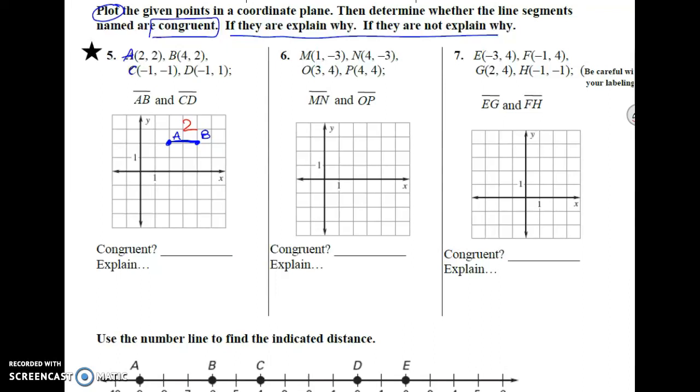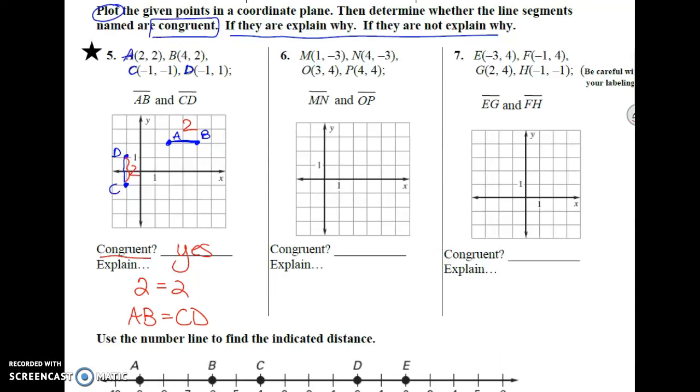Then I start with point C. Point C is at -1, -1, right down here. And then I go to point D, which is at -1, up 1. And I connect those two. That is the length of CD. And I just count simply right here. That is 2 spaces. The question is, are these 2 segments congruent? Our answer is yes. Why are they congruent? Because 2 is equal to 2. They're both the exact same length. AB is equal to CD.